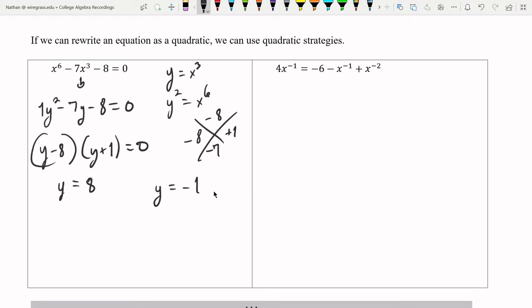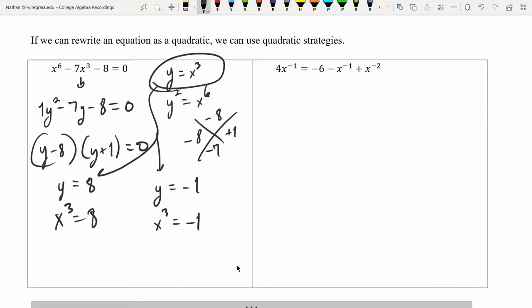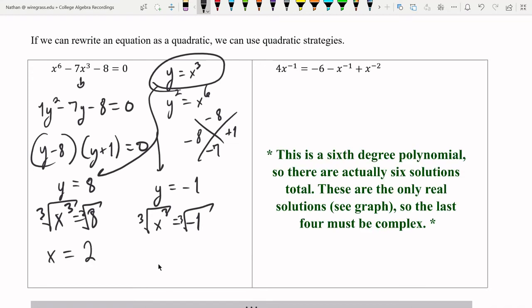Of course, this isn't our final solution because our variable was x, not y. We have to substitute back our what y equals, which is x cubed. So x cubed equals 8, and x cubed equals negative 1. Now we can take the cube root of both sides for both equations. And we see that actually our solutions are 2 and negative 1.